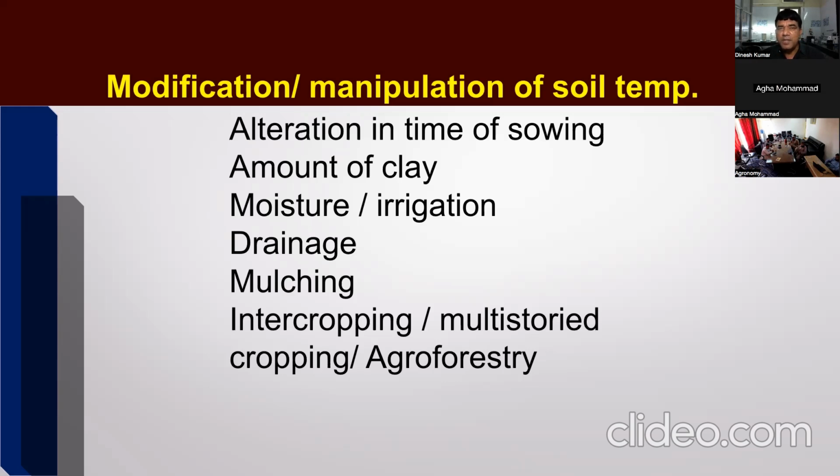Intercropping and multi-storied cropping can be done. Certain crops which are very susceptible to high temperature can be grown as an intercrop under the shade. Under multi-storied cropping, it can protect the intercrop from getting high temperatures. So certain agroforestry measures can be taken up.